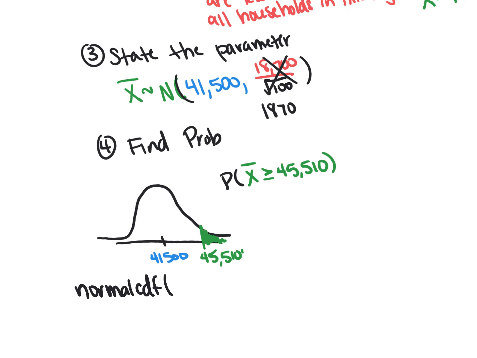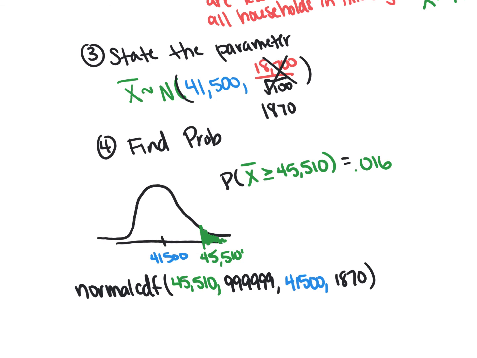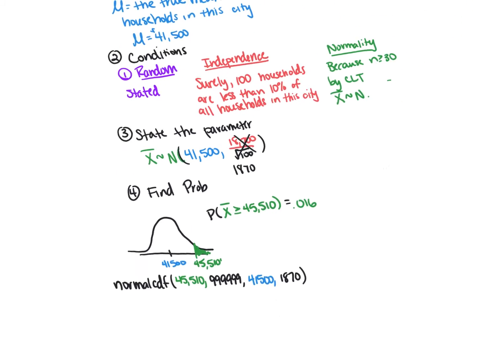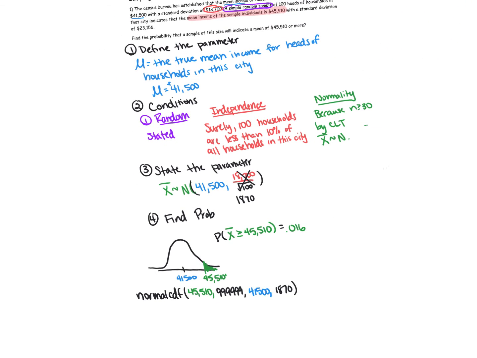Lower bound here is 45,510. Upper bound, there are 5 numbers here, so we need at least 6 nines. The mean here is 41,500. Standard deviation is the new standard error that we calculated here, which is 1870. And when I calculate this, I get 0.016. So what this really means is that, based on everything I've done, to pull a sample of 100 people that has such a high mean, when the true mean should be 41,500, to pull this average sample right here, that only occurs 1.6% of the time.